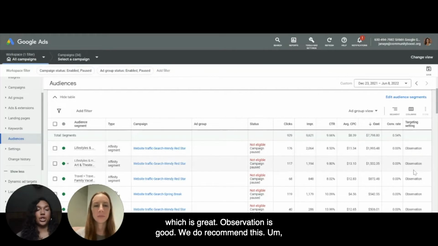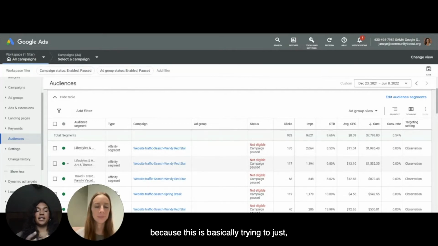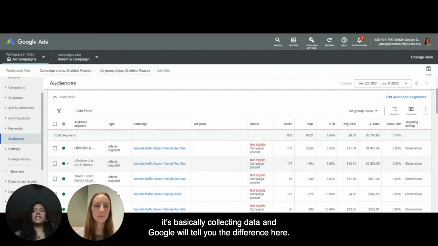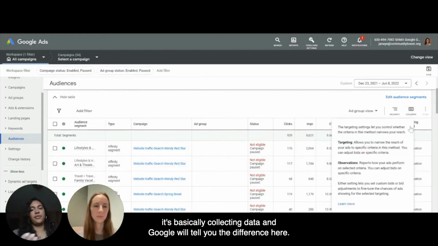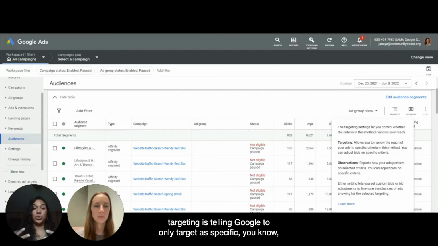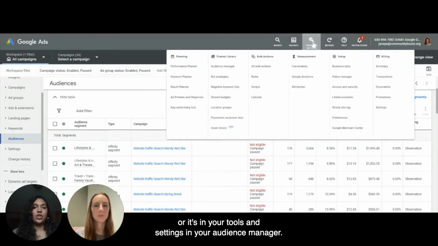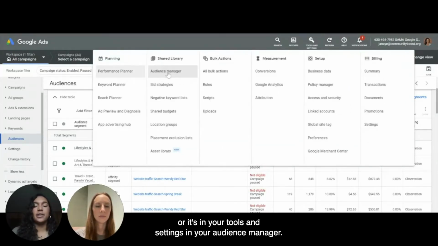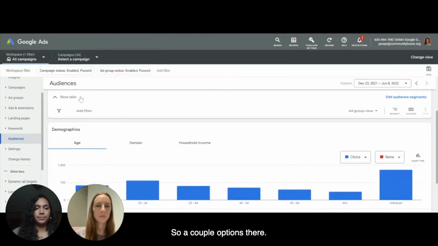Observation is good. We do recommend this because it's basically collecting data, and Google will tell you the difference here. It's just reporting on what demographics are actually clicking on it, versus targeting, which is telling Google to only target a specific audience segment that we're telling it. So again, we do recommend this. You guys can set it up here or it's in your tools and settings in your audience manager. So a couple options there.